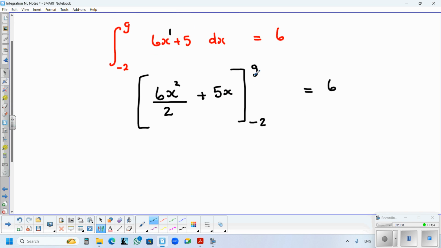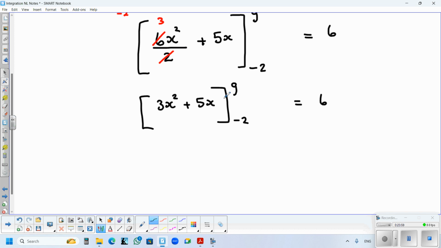We substitute in g and we substitute in 2. But before I do that, I'm going to tidy this up a bit. 2 into 2 goes once, 2 into 6 goes 3 times. So when it's tidied up, it becomes 3x squared plus 5x. And I want to substitute in g, and I want to substitute in -2. I know the answer is going to be 6, but I'm not too worried about that just now.